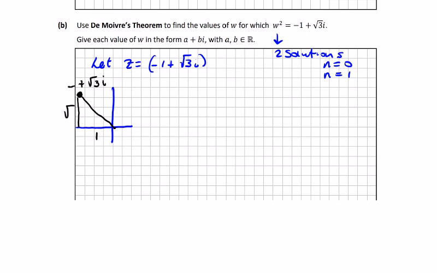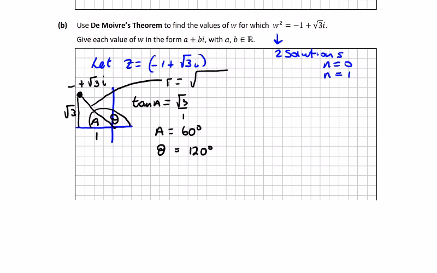So I have a 1 and a root 3, and my angle. The tan of A is equal to root 3 over 1, so A is equal to 60 degrees. You should know this one. So my reference angle A, theta is equal to 120. And then the modulus r is equal to the square root of the straight sides squared and added together. This is going to work out to be 2. So z in polar form is equal to 2 by the cos of 120 plus i sine 120.